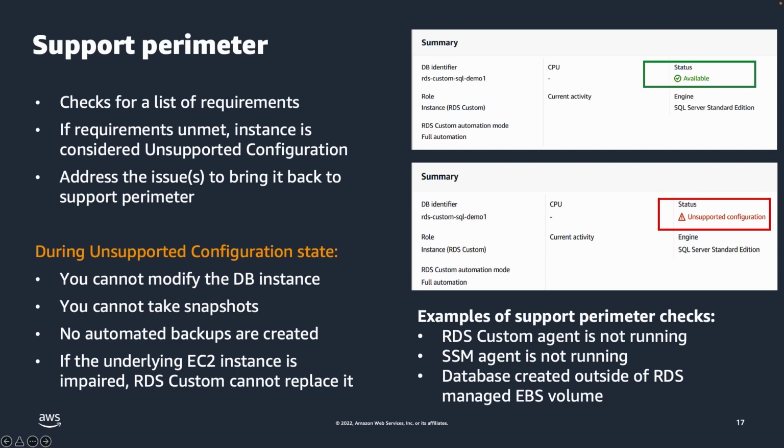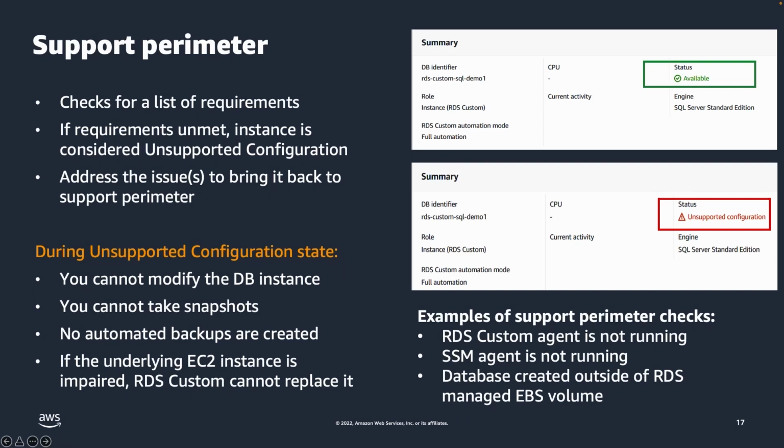RDS Custom automation will automatically put your RDS instance into unsupported configuration state until you fix it and place the database back onto the EBS volume that was provisioned with RDS Custom and the one that RDS Custom automation manages. And this is because the service continuously monitors the database status, performs database backup and other tasks, within the managed database offering. So we won't be able to do those tasks if we don't know about the volumes, right?